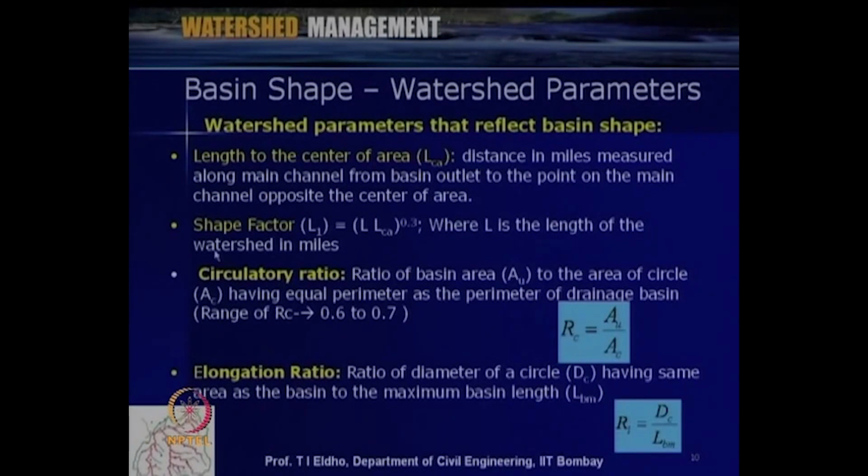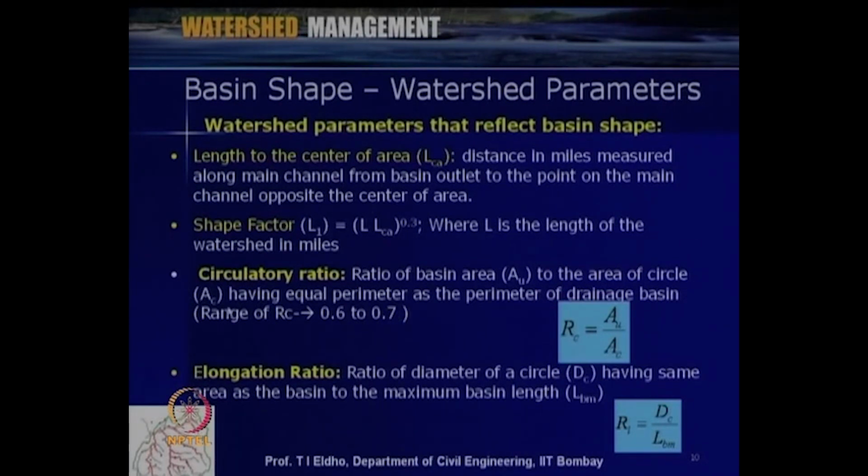As far as basin shape is concerned, circulatory ratio means the ratio of basin area to the area of a circle having equal perimeter as the perimeter of the drainage basin. That means circulatory ratio is defined as the ratio of the basin area AU divided by the area of a circle which has equal perimeter as the perimeter of the drainage basin. Generally, depending upon the watershed, the circulatory ratio can vary from 0.6 to 0.7.